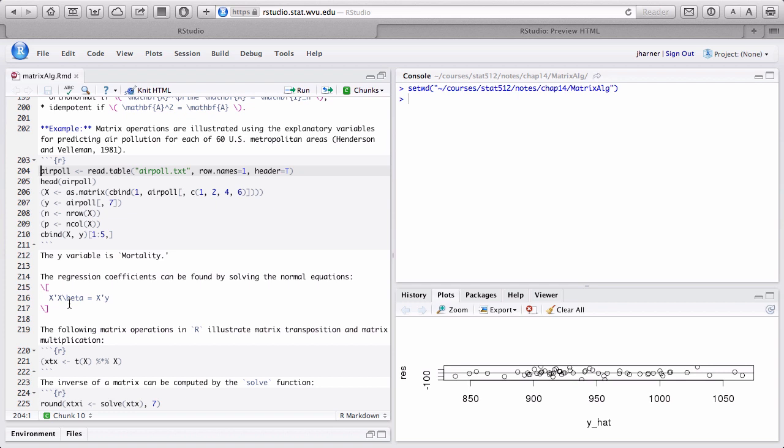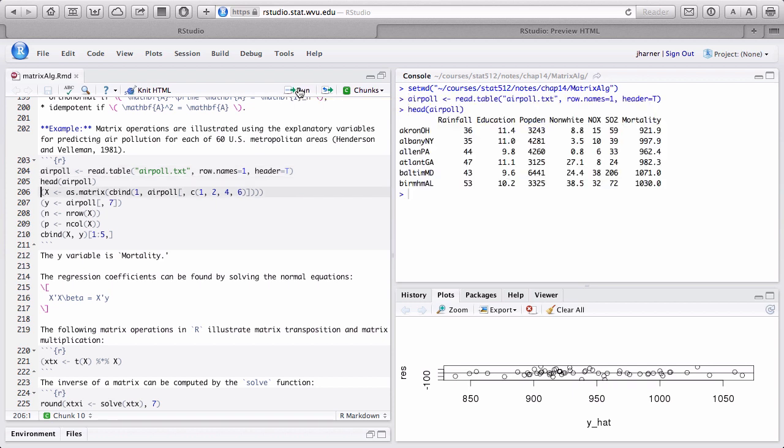There's a data set. You will need this text file. This is a text file with the air pole data. If you run it and we look at the first 6 observations, this is the full data set. And I was wrong last time when I said we're trying to predict SO2. That's not it. We're trying to predict mortality in cities.